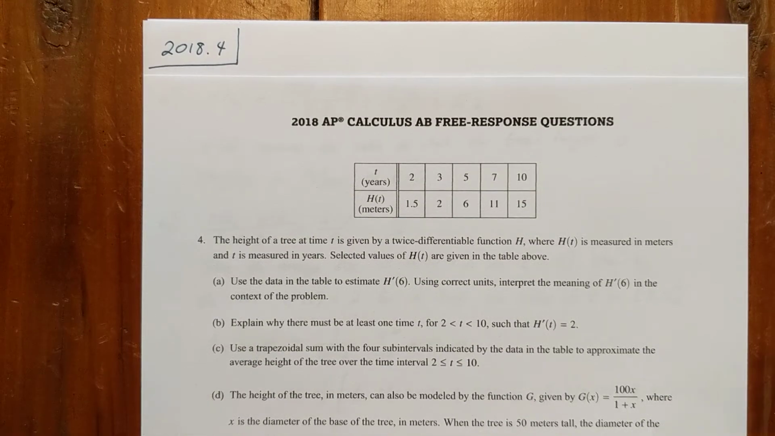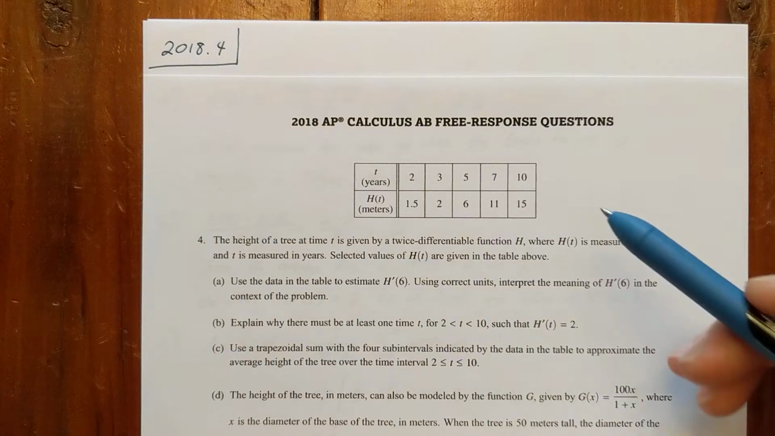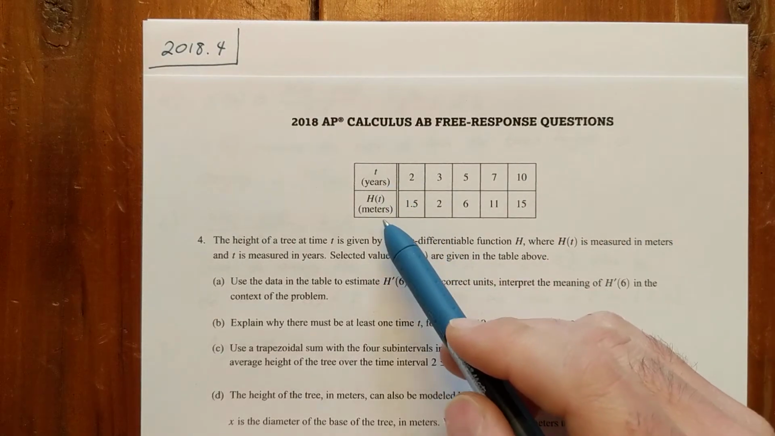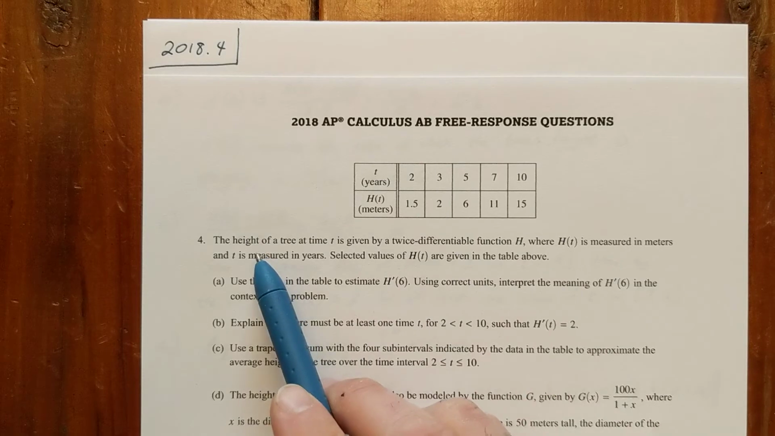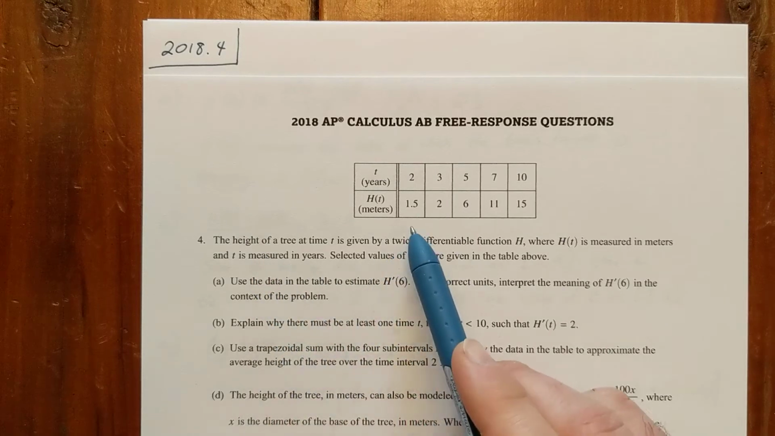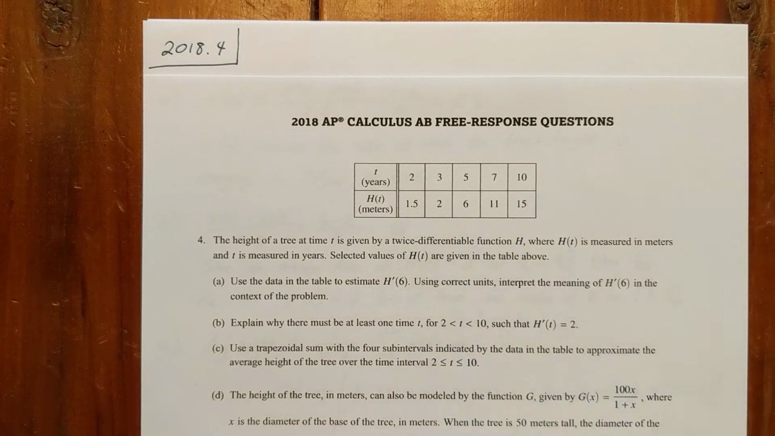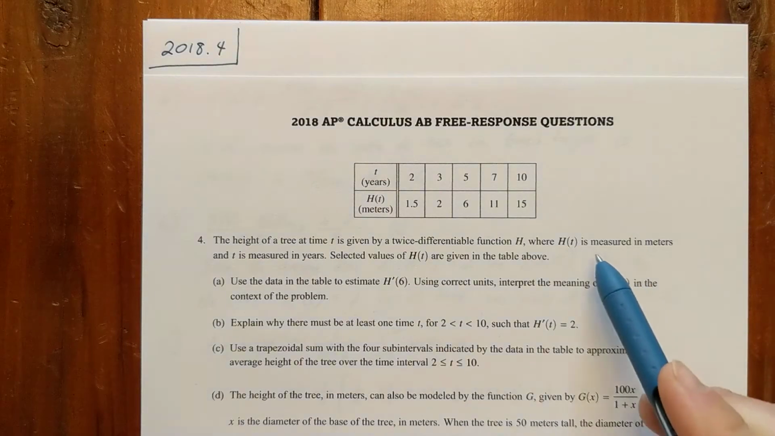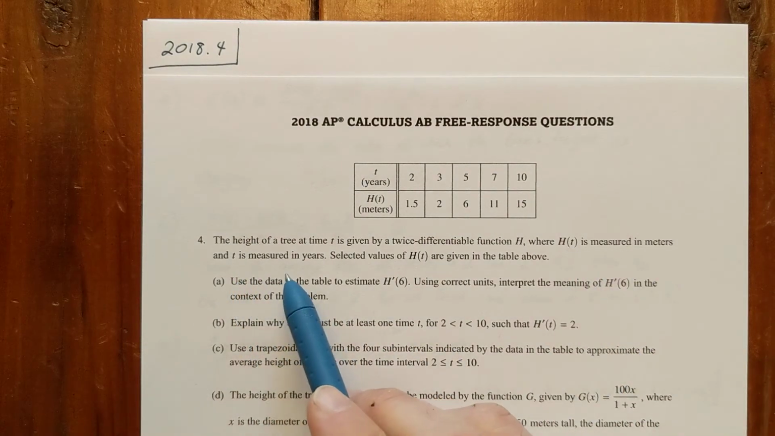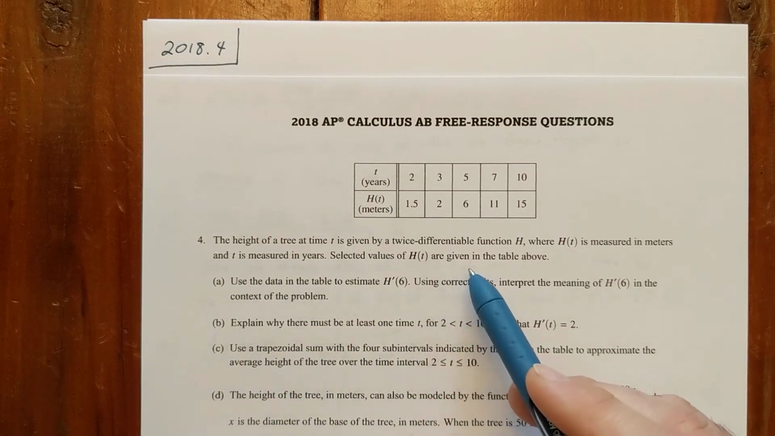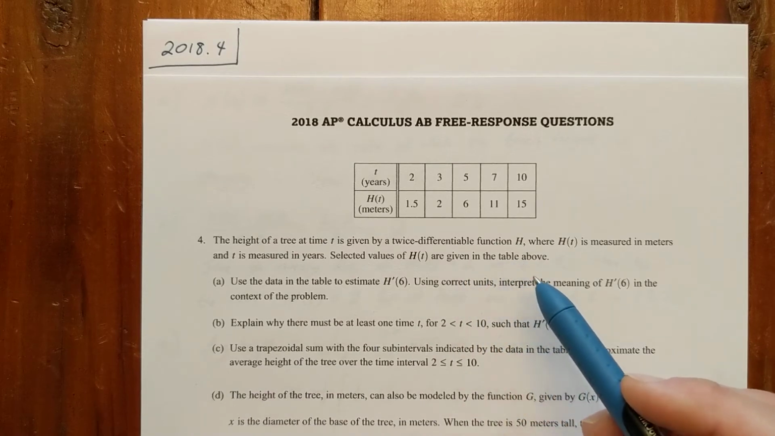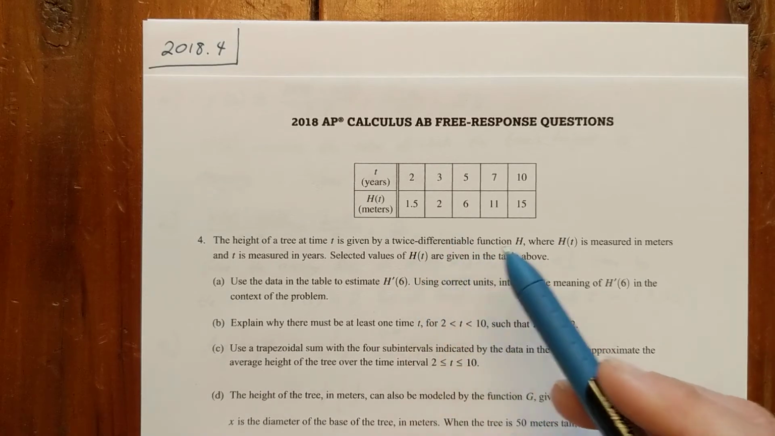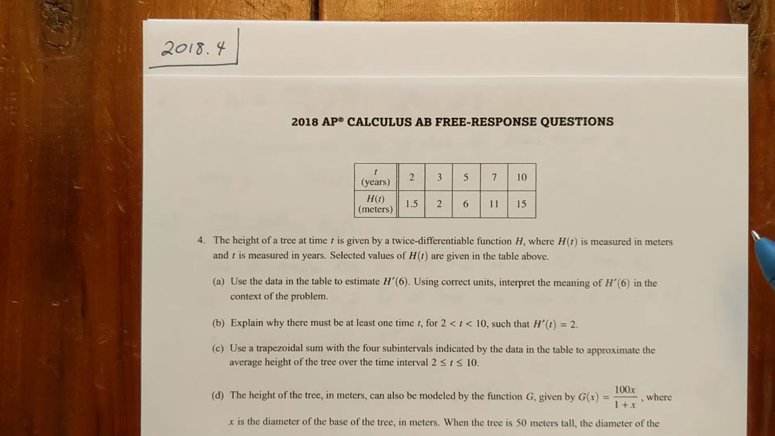Okay, AP Calcers, now we're looking at 2018 free response question number 4. We were given a table right here of t being measured in years and h of t, which is the height of a tree, being measured here at 5 different values of time. So h of t is measured in meters, t is measured in years, and select values of h of t are given in the table above. Really no important information worth circling, I don't think, here in the text of problem number 4.